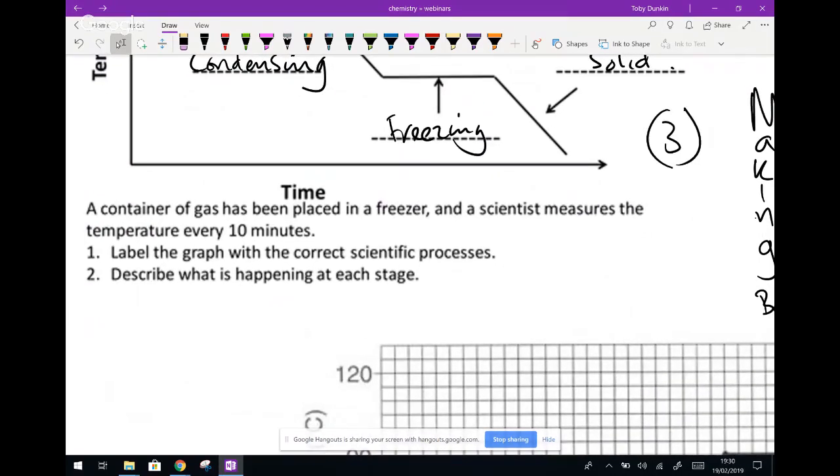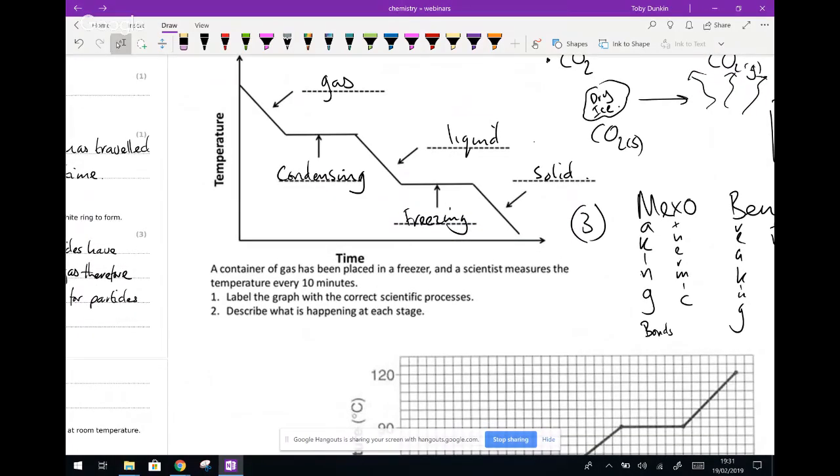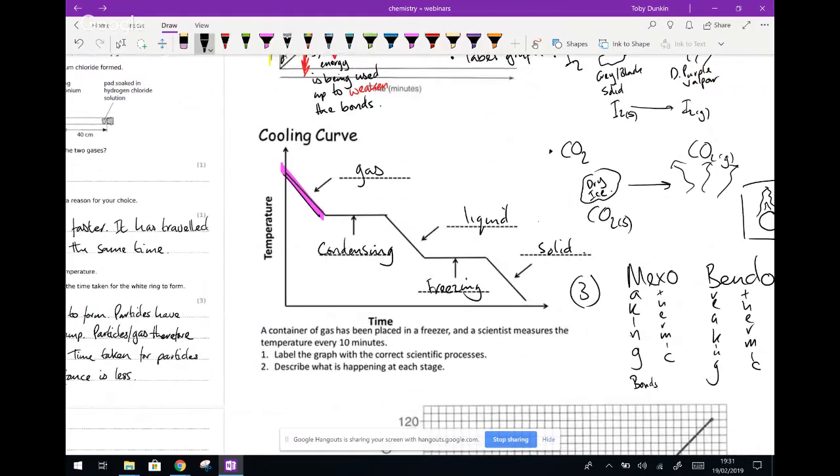A container of gas has been placed in the freezer, and a scientist measured the temperature after 10 minutes. Label the graph with the correct scientific processes. Describe what is happening at each stage. So what's happening in terms of the gases? The gas particles are losing energy. So on this section of the graph, I'm going to do that in phenolphthalein pink alkali. So the particles are slowing down, losing energy, slowing down. That's okay for you to say.